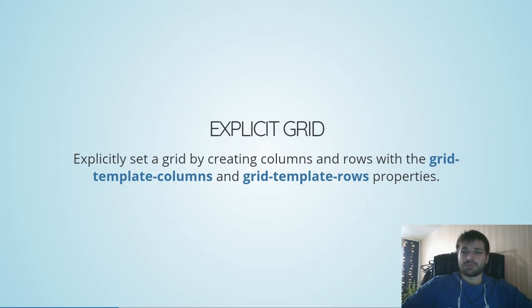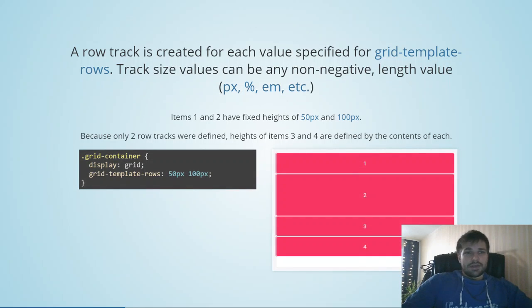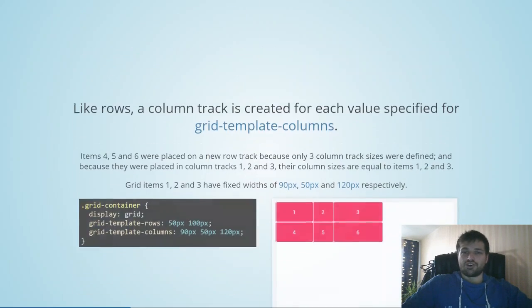Here we're explaining what's called an explicit grid, and we're telling it to create column tracks and row tracks. So I have two different properties: the display grid, grid-template-rows and grid-template-columns properties. In this example, we have grid-template-rows 50 pixels and 100 pixels, and because only two row tracks were defined, the heights of items 3 and 4 are defined by the contents of each.